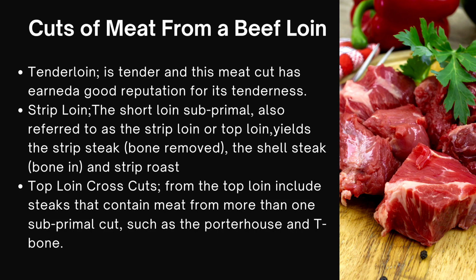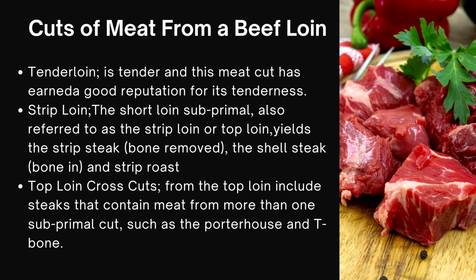Small portions of fillet from the tail end of the tenderloin are known as filet mignon, and large roast-sized cuts are commonly found in the market as Chateaubriand. Then we have strip loin. It is a subprimal cut, also known as top loin. It consists of muscle that does little work, making the meat particularly tender but not as tender as the tenderloin.